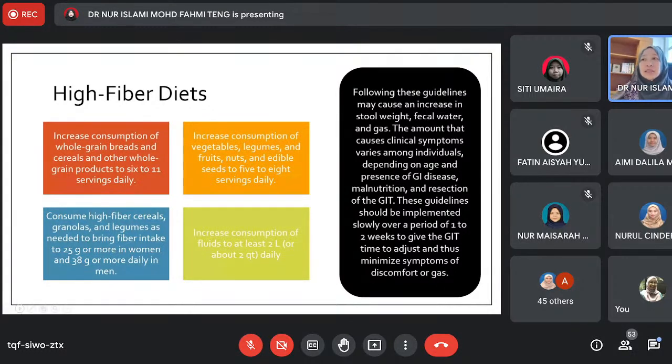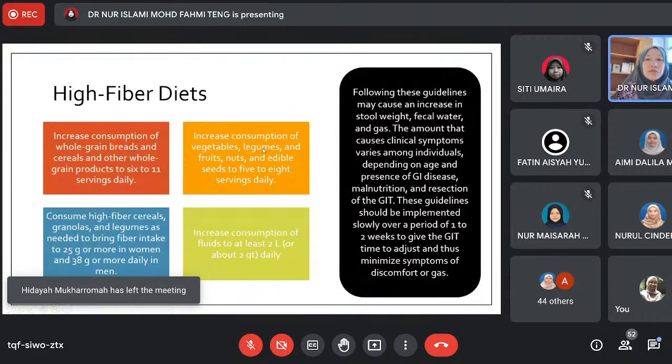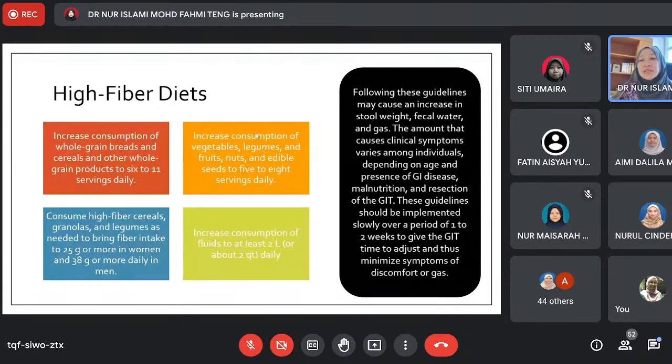And then consume high fiber cereal, granola and legumes as needed to bring fiber intake to 25 gram or more in women and 38 gram or more daily in men. Then we increase the consumption of vegetables, legumes and fruits, nuts and edible seeds to 5 to 8 servings per day, and we increase the consumption of fluid to at least 2 liters, or about 2 quarts, a day.